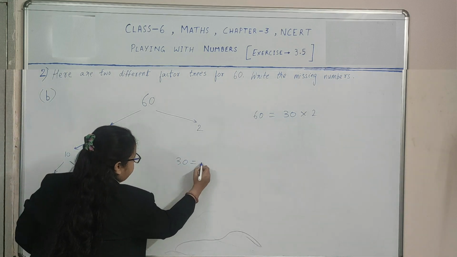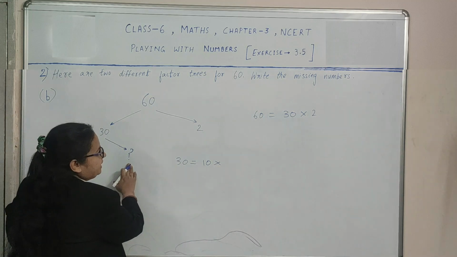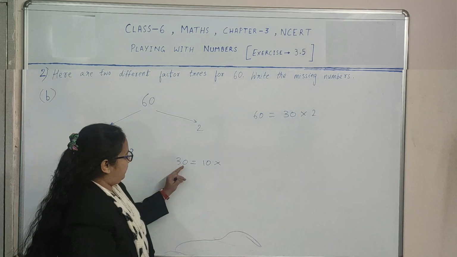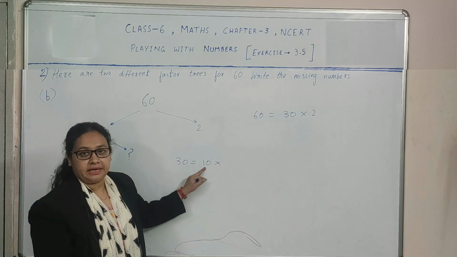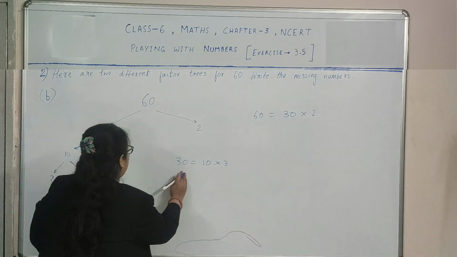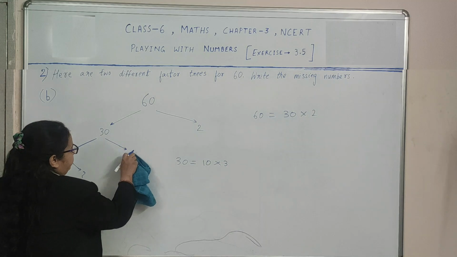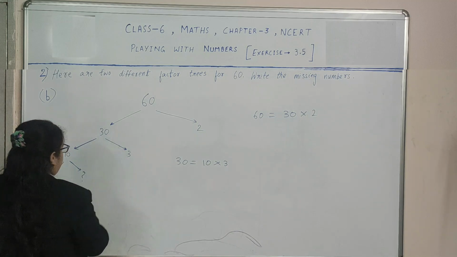30 is split into two parts. One is given and the other is not given. It is missing. So what will be that number? See, 30 is written as 10 multiplied by how many times? 3 times. Okay, so this will give 30. It means here should be 3, right? So I will write 3 here.